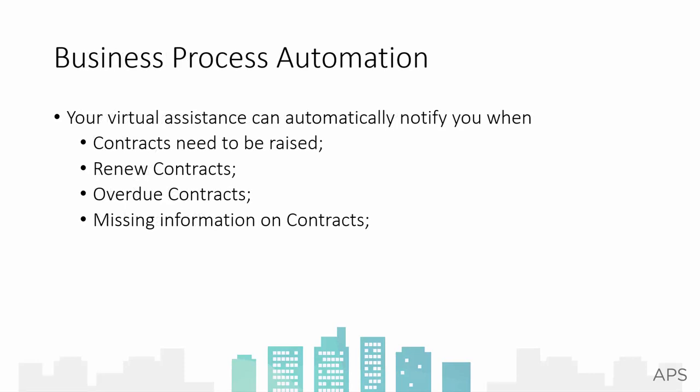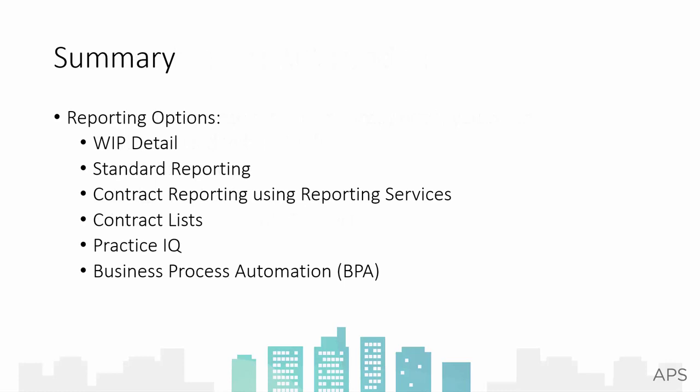Business Process Automation. The Business Process Automation, known as BPA, can be used as an automation tool to notify you directly when actions need to occur, such as reminder to raise contract fee when applicable, reminder to renew contracts, reminder for overdue actions, alert on missing information on contracts. BPA alerts can link directly to reporting services reports and dashboards.